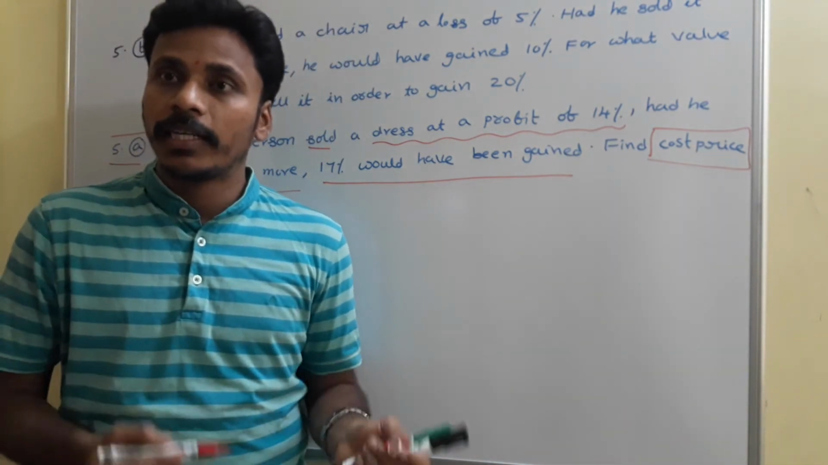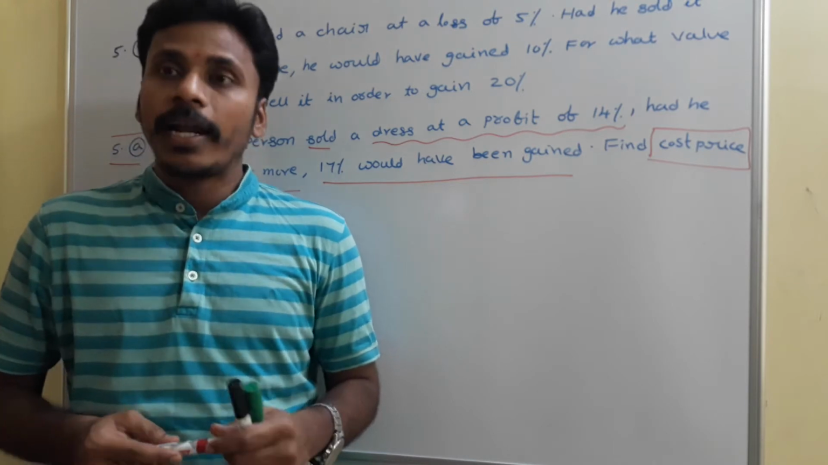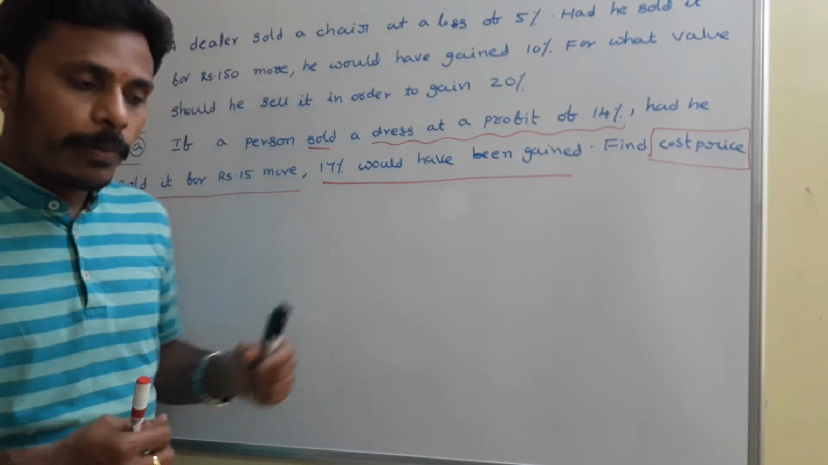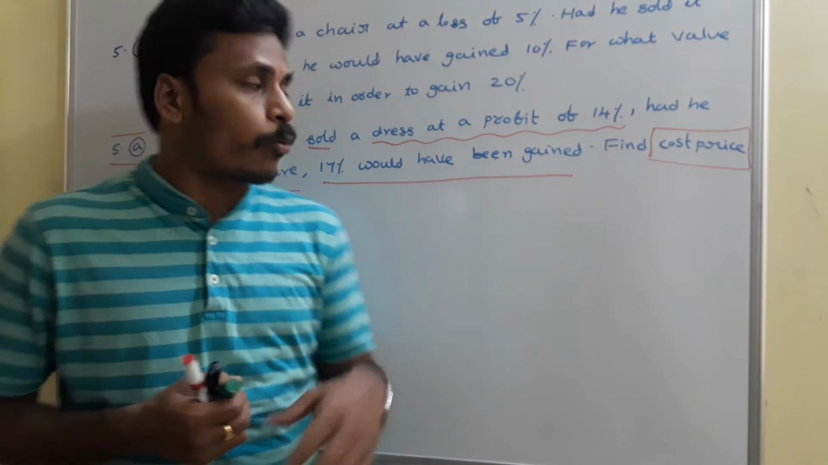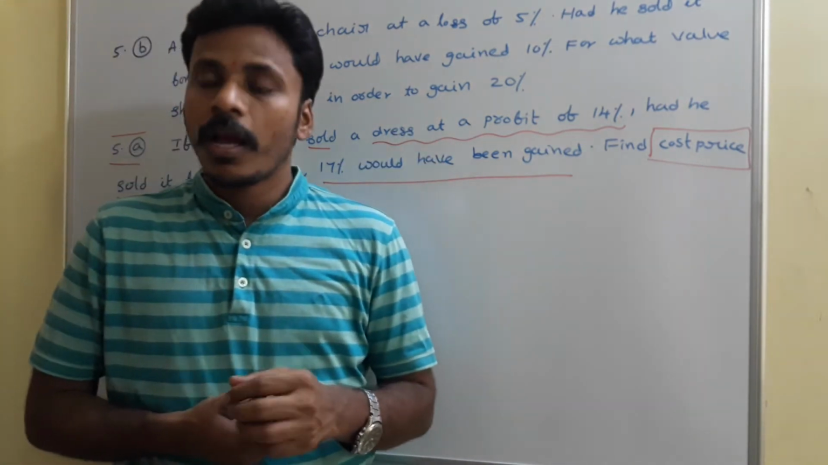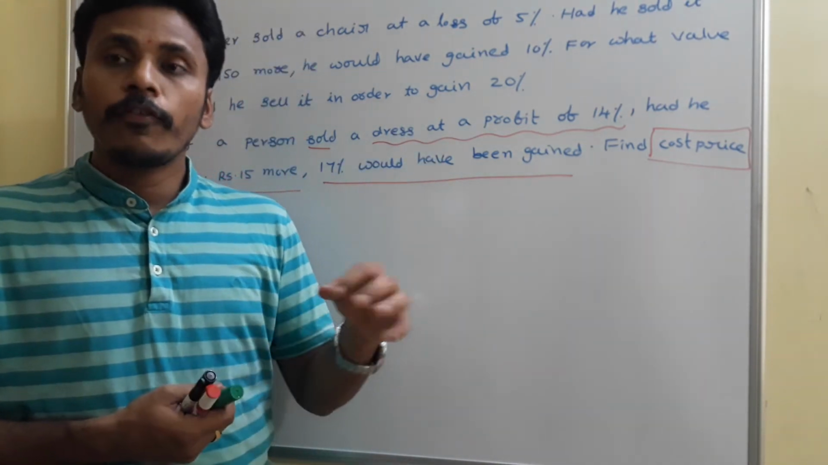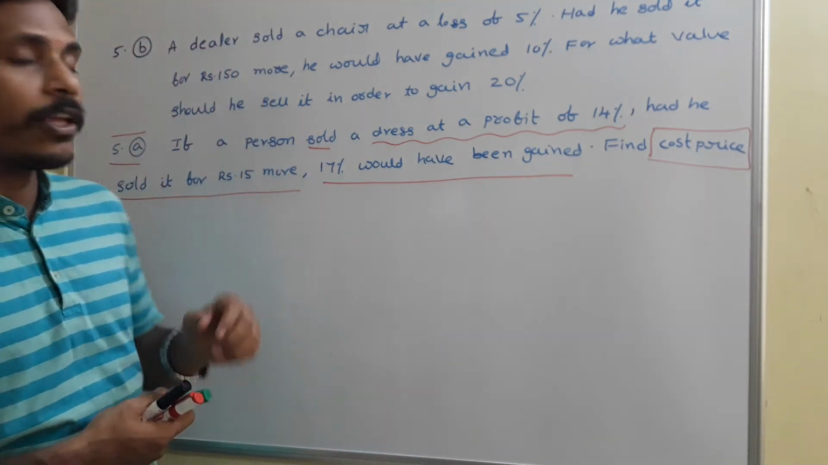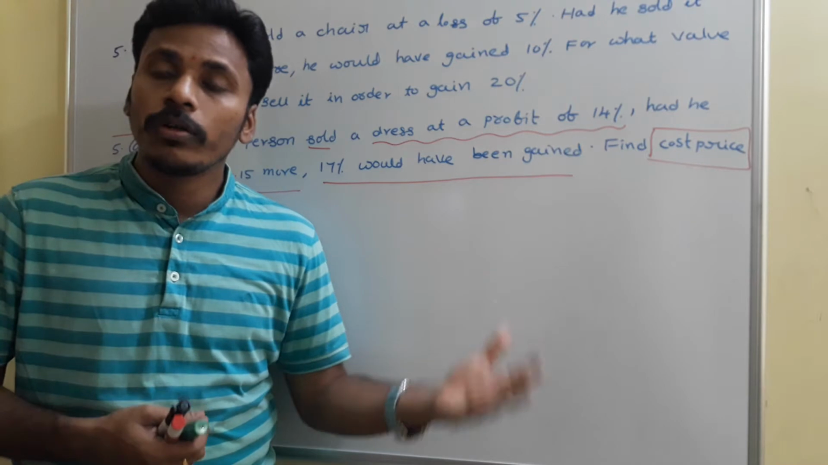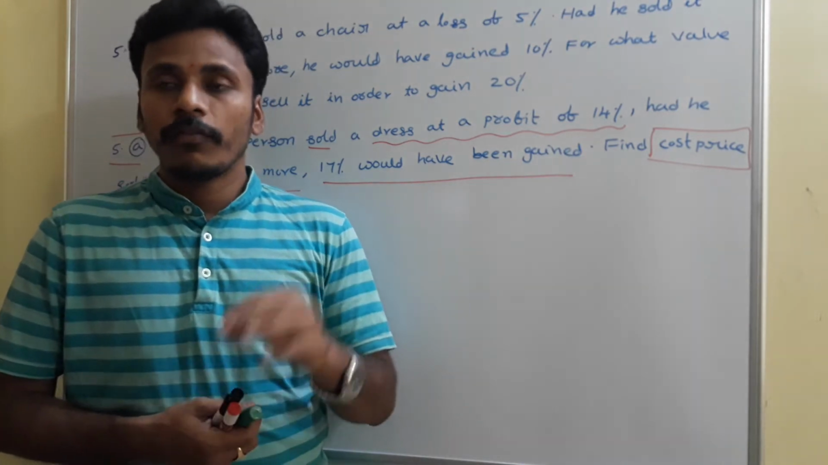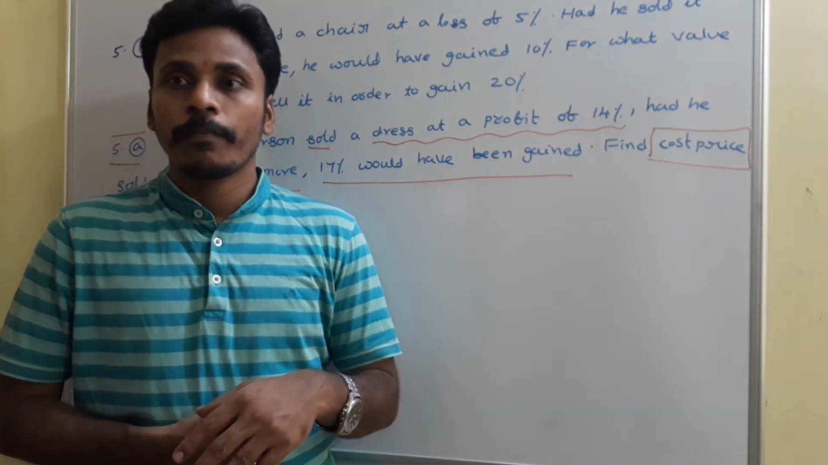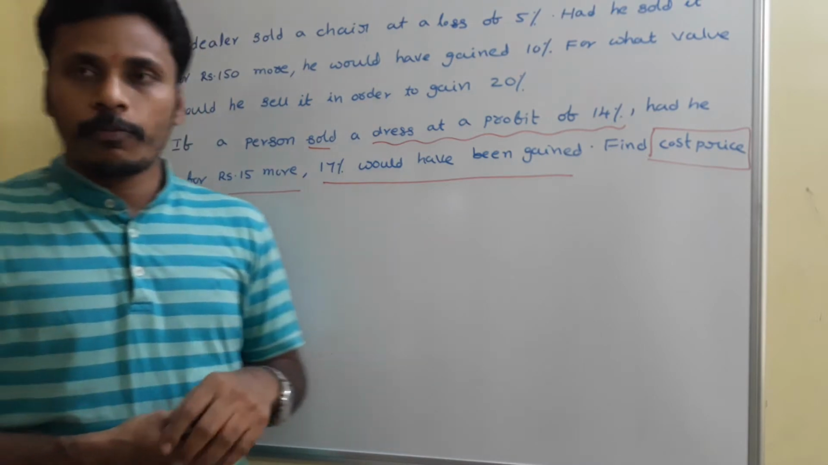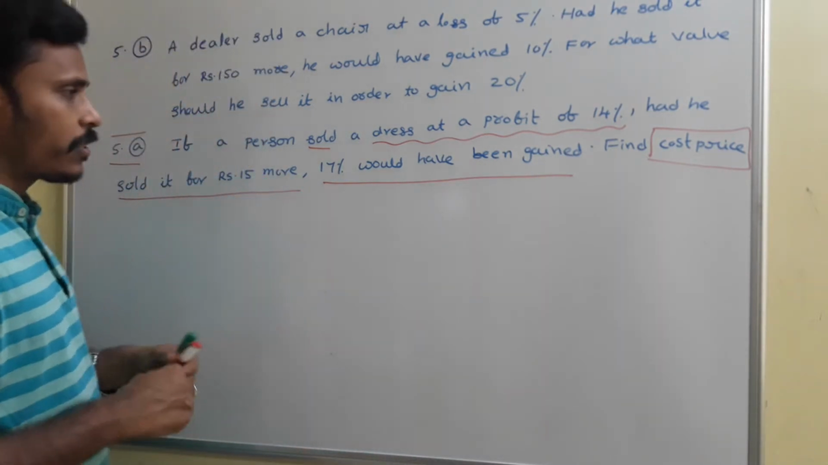We need to find the cost price of the dress, and as per the information, a person is selling the dress at a profit of 14%, and he is thinking if he sells for 15 rupees more, then he would gain 17%. With this information, we need to find out the cost price. First of all, let us analyze the situation.